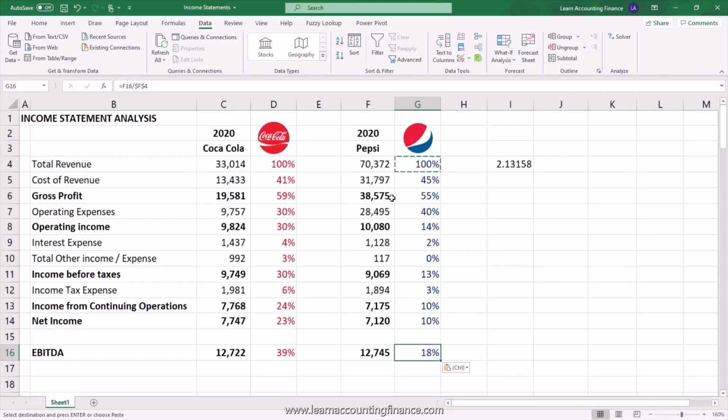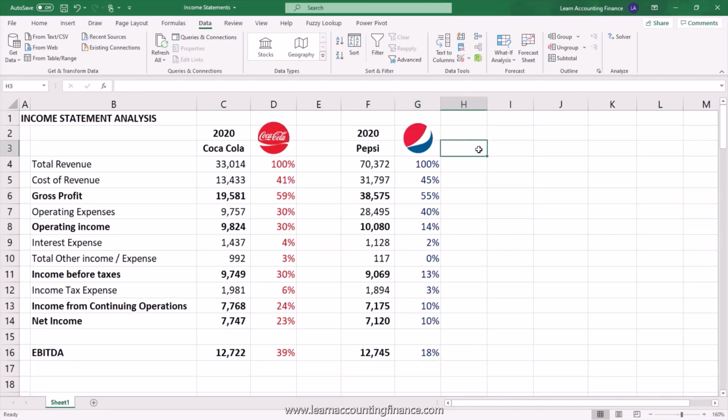A better view would be looking at previous year's information as well, and also looking at the details behind the numbers to really understand what is driving the difference between the two companies. If you are comparing these two income statements, and let's say you are analyzing Pepsi or you are representing Pepsi, the question you would ask is, why is Coca-Cola more profitable than Pepsi? And this is where you can do a very quick comparison.